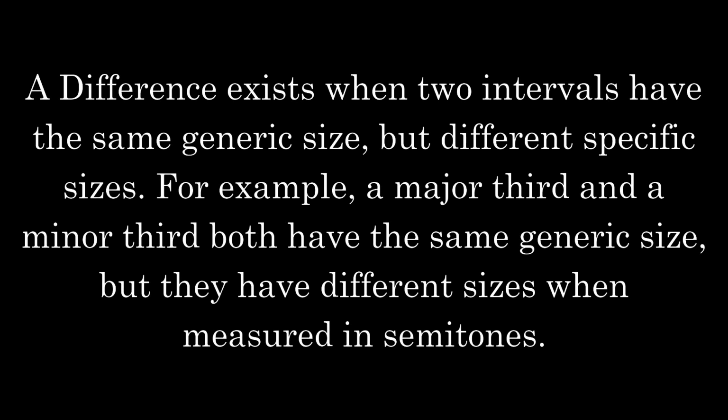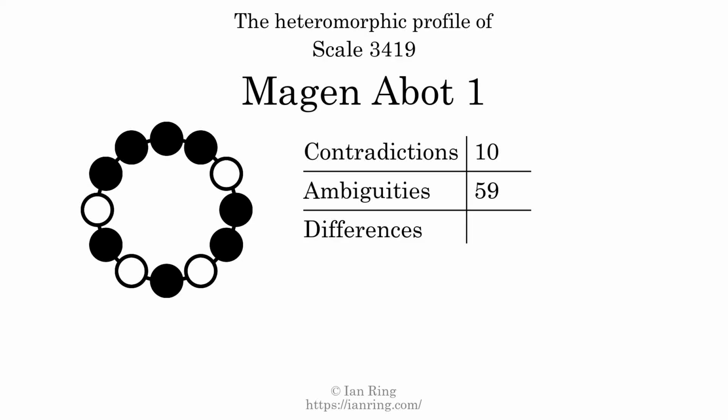A difference exists when 2 intervals have the same generic size, but different specific sizes. For example, a major third and a minor third both have the same generic size, but they have different sizes when measured in semitones. The number of differences in this scale is 137.